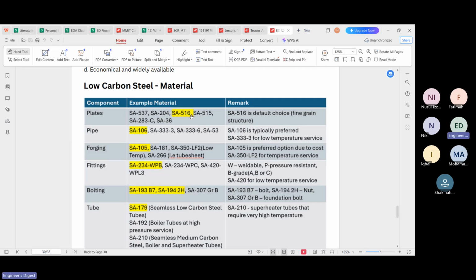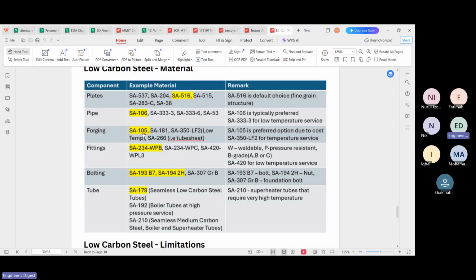This is a good material. But if your process requirement requires a higher strength material than 516, then we can opt for 537. For pipe, typically we use 106. But if it is low temperature service, around minus 20, you will use SA333. For forging, typical is SA105. But for low temperature service, you use 350 LF2. This is for low temperature.